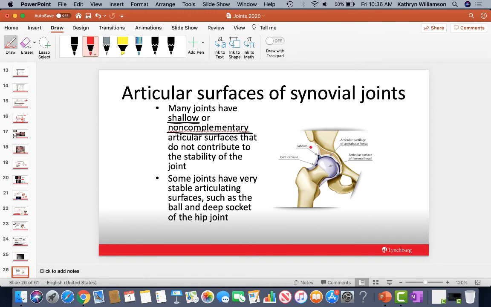For instance, if you compare this nice deep hip socket to the joint of the shoulder, the shoulder is kind of a flat surface, and then you've got the head of the humerus that's going to come up and kind of attach into it. Those would be non-complementary joint surfaces. These are very complementary.